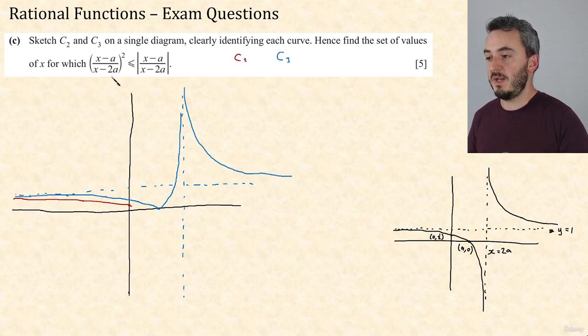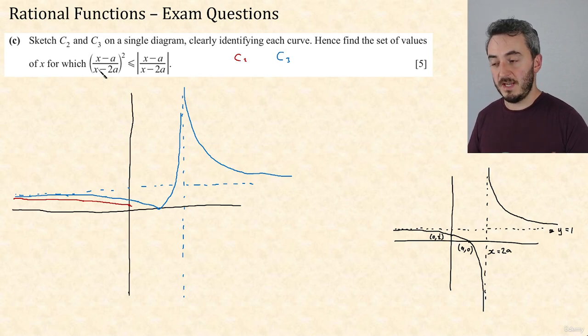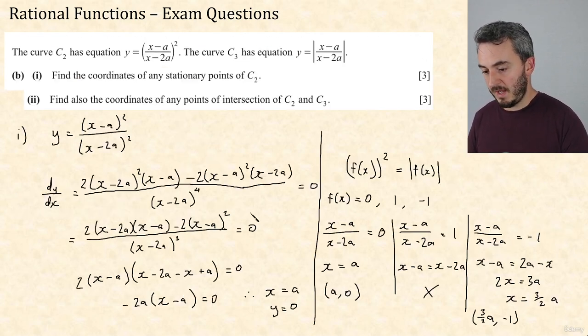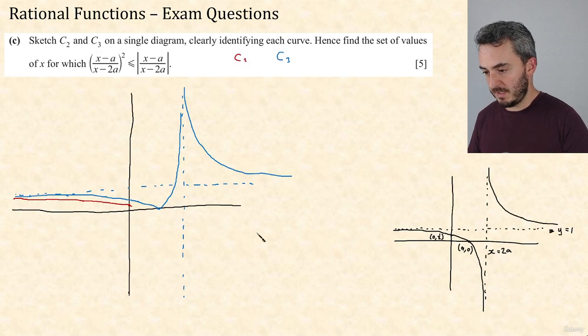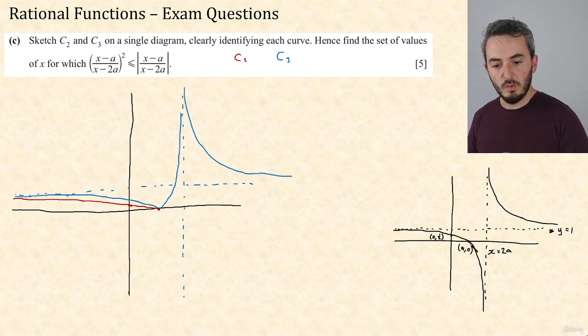Now remember that we found out that C2 had a stationary point at x equals a and y equals 0. So this has a stationary point here. So it's heading there, but it's not abrupt. It's a stationary point. It's curving. And then all of these numbers, which are tending towards minus infinity, are now going to be shooting up to positive infinity.